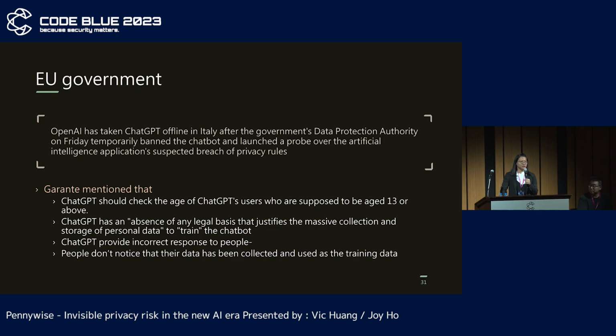Second, ChatGPT didn't show any legal basis. It's also a legal requirement. Everybody who wants to collect personal data needs to show the legal basis, for example informed consent, meaning the users agree to let you collect their data. But ChatGPT didn't show any privacy policy to the users. So there's no informed consent, no agreement, and people don't notice that their data will be collected and used for training the system. Also, ChatGPT provides incorrect responses, as shown by Vic about the lawyer who is now punished by the government.